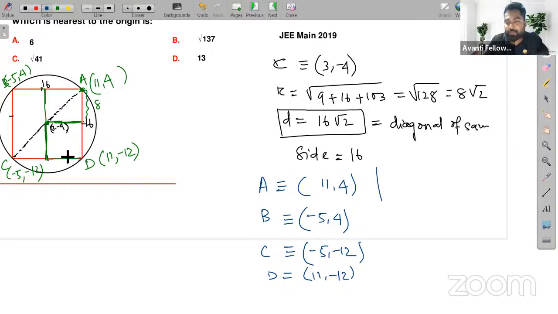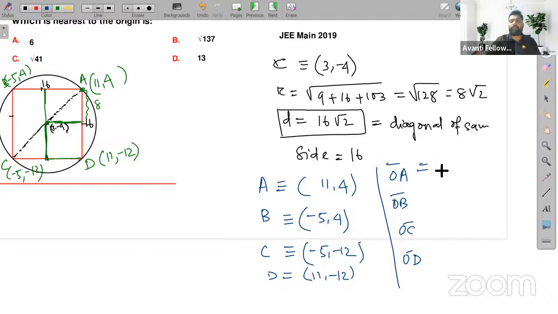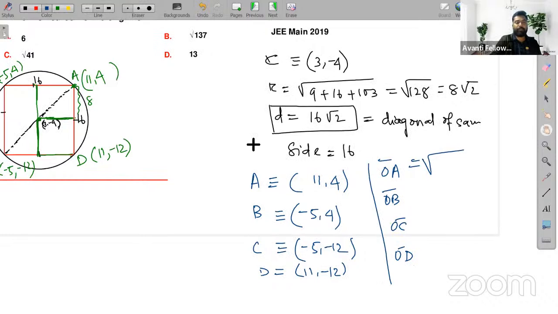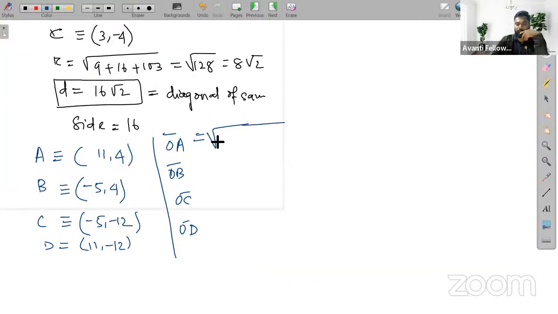Okay, so now what do we need to find? We need to find the distance between the origin and all these points. That means we need to find OA, OB, OC, OD. If you find OA, OB, OC, OD, then you will have your answer. What will be OA? Tell me. That is under root of 4 square plus 11 square, the distance between the origin and this point.